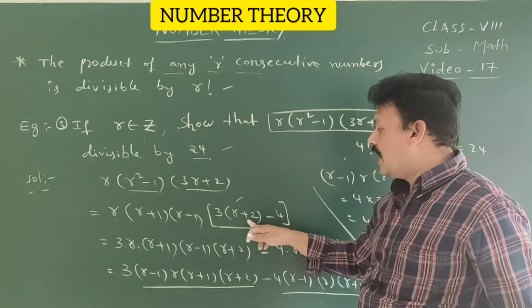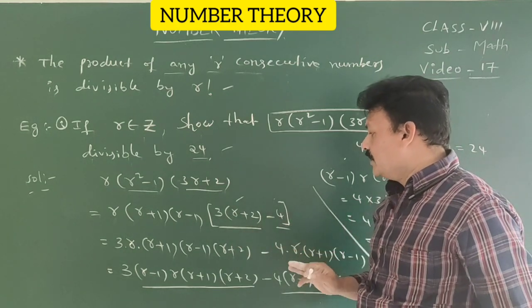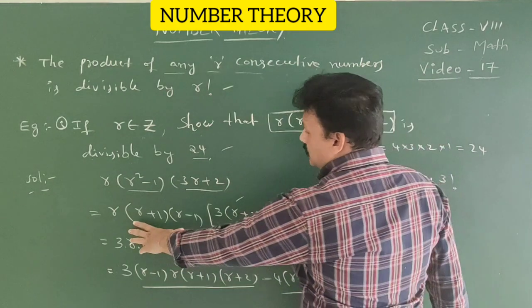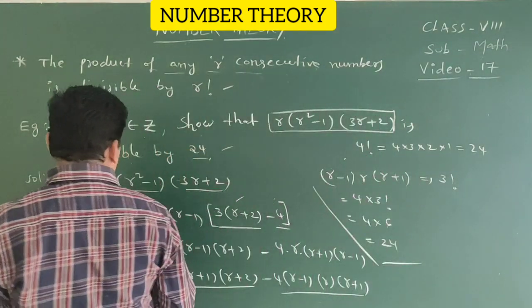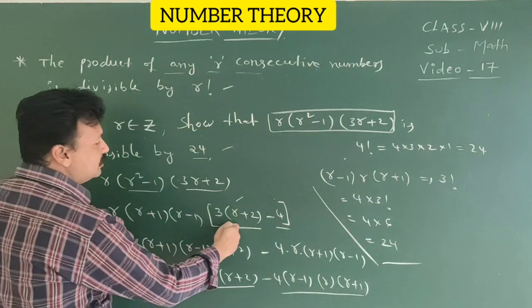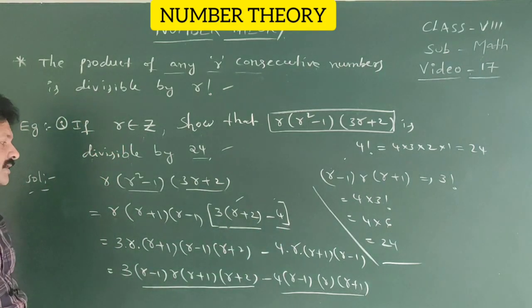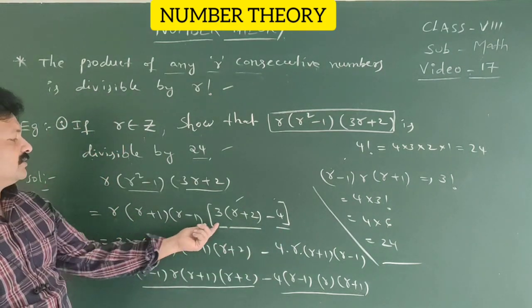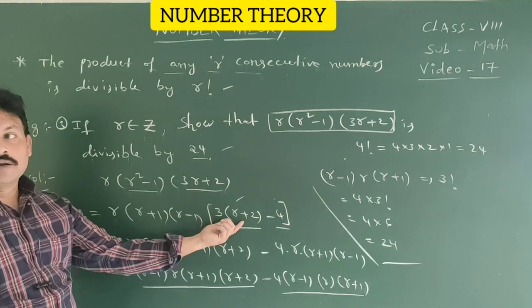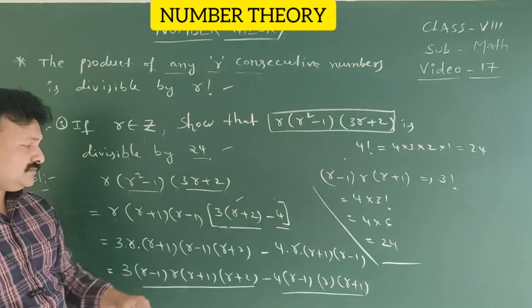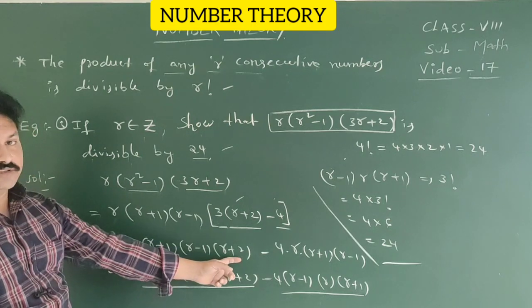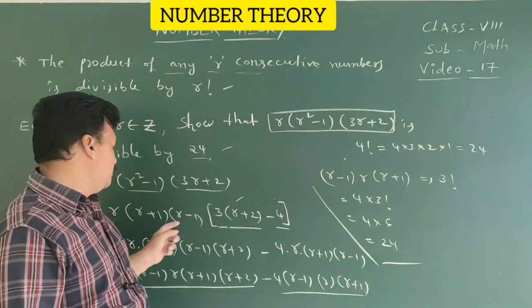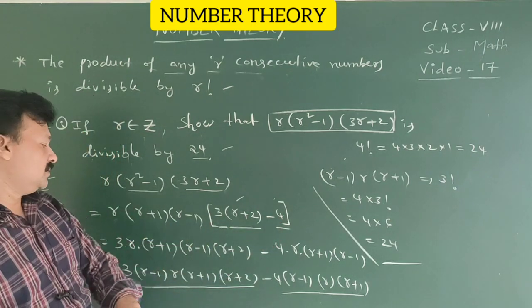So 3 into r plus 2 minus 4. According to the distributive property, the external part belongs to both terms which are given in the bracket. That means r into r plus 1 into r minus 1 belongs to 3 into r plus 2 as well as 4. So here 3 into r plus 1 into r minus 1 into r plus 2, and here minus 4 into again r into r plus 1 into r minus 1.